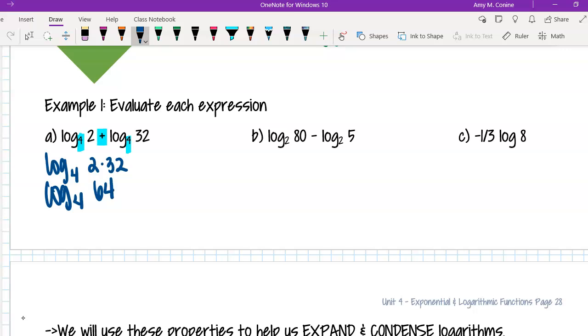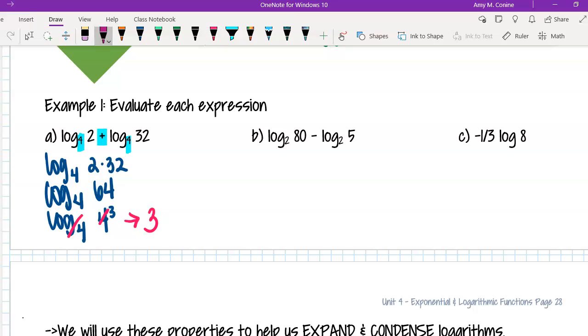We're not done there, because now we can simplify. From the list of powers that I asked you to memorize, I know that 64 can be broken down into 4 to the third. From the properties we learned in the other video, if I have log base 4 and an exponential with base 4, these cancel, and what's left is the exponent. So my answer for this expression is 3.